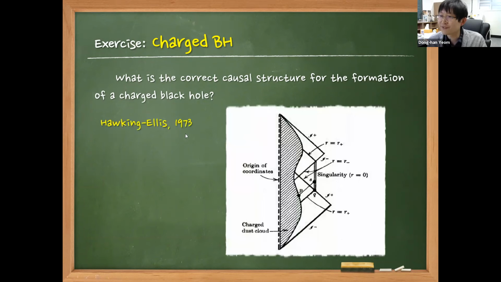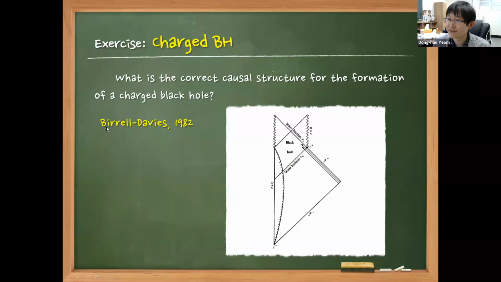The first one is Hawking and Ellis in 1973, and Hawking and Ellis drew it this way. So this is the star interior, and this is the outside static Reissner-Nordström solution. This is the number one candidate. And in Birrell and Davies' book in 1982, they draw the star interior here, and this is the causal structure of the Reissner-Nordström spacetime. So Birrell and Davies drew it this way.